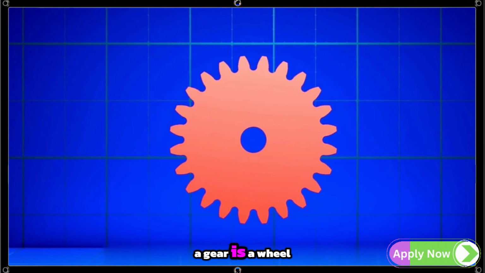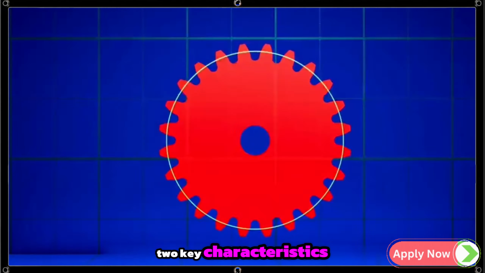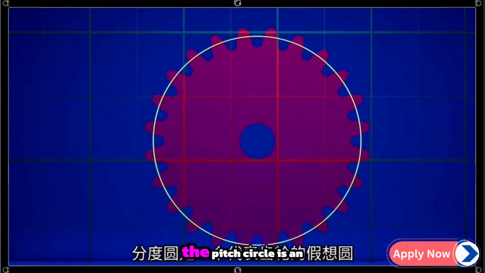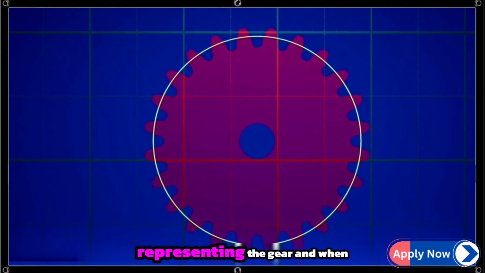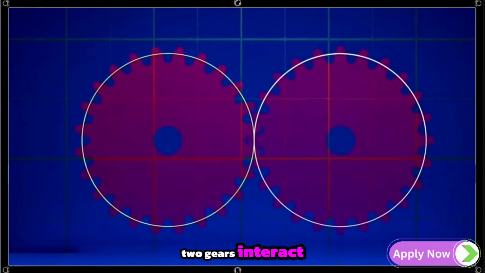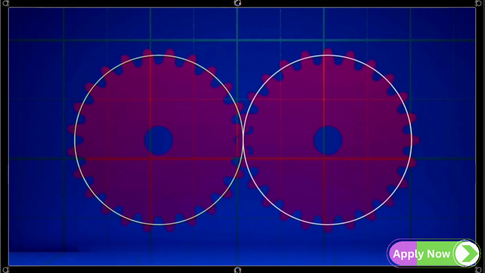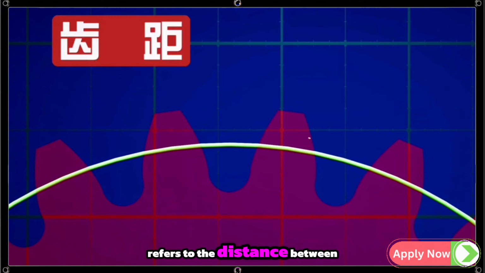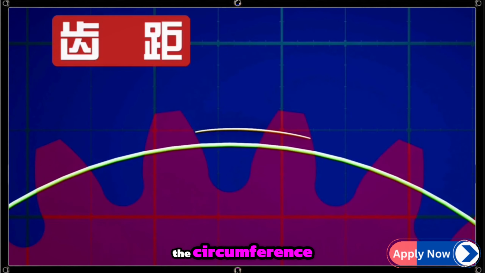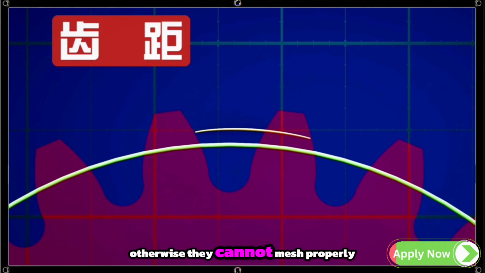Essentially, a gear is a wheel with teeth cut along its edge. A gear is defined by two key characteristics: the number of teeth and the pitch circle. The pitch circle is an imaginary circle representing the gear, and when two gears interact, their pitch circles touch to form a perfect connection. The pitch of gear teeth refers to the distance between two adjacent teeth measured along the pitch circle. It is calculated by dividing the circumference of the pitch circle by the number of teeth. For gears to work together, their pitch must be identical, otherwise they cannot mesh properly.